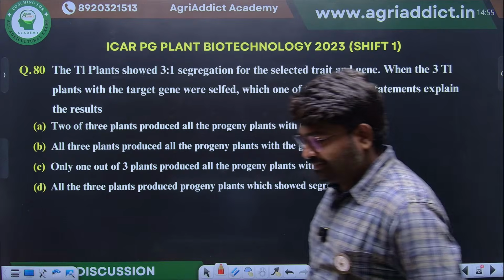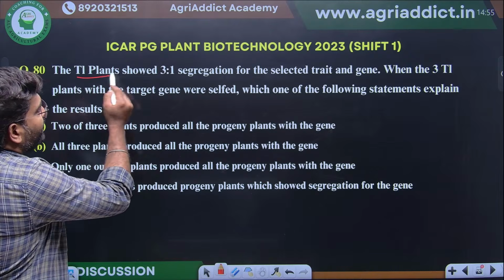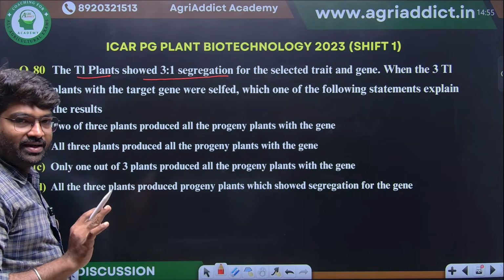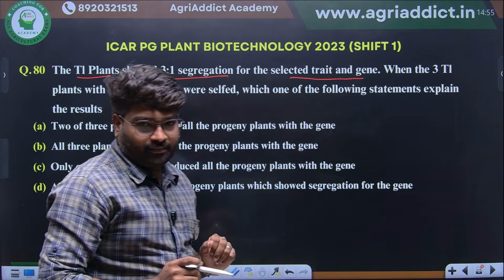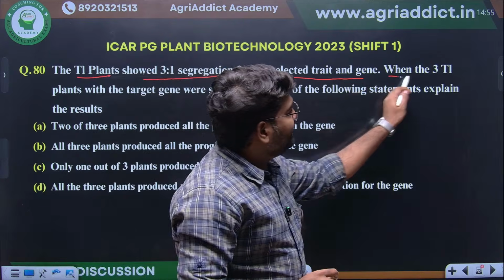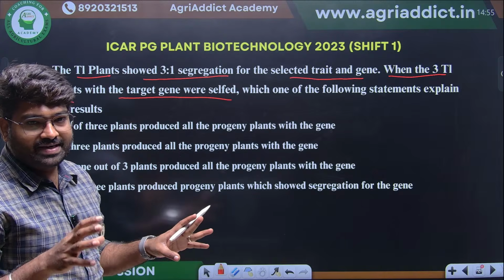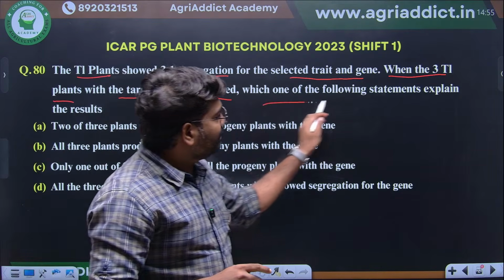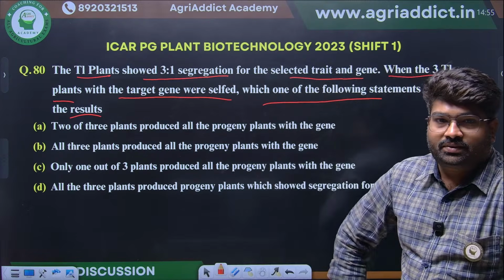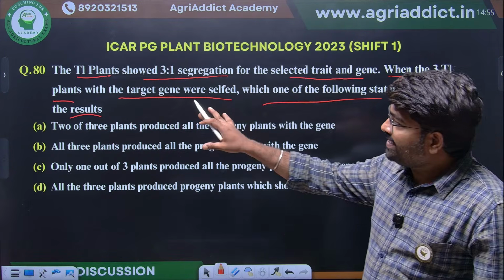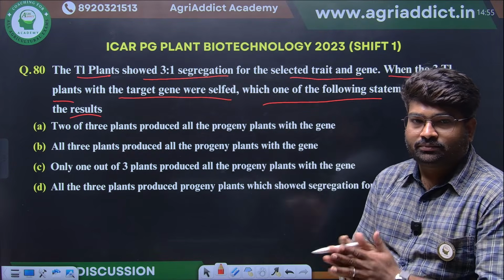Next important thing, genetics. They are asking about Mendelian genetics. The T1 plant shows 3:1 segregation for the selected trait and the gene. When the 3 T1 plants with the target genes were selfed, which of the following statements explains the result? Let me know what will be the correct answer. Simple.